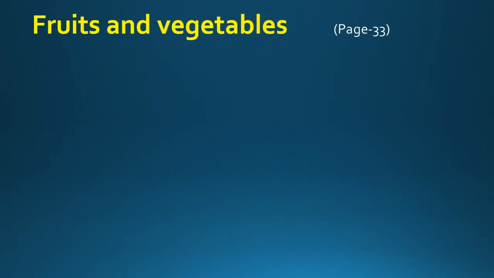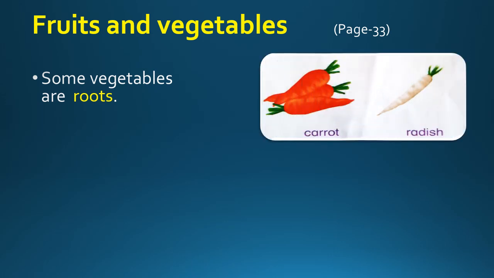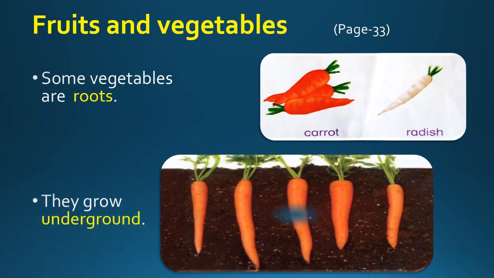Dear students, some vegetables are roots because plants, they store their extra food in roots as well, like in carrots, radish and turnip. Because they are roots, so they grow under the ground.